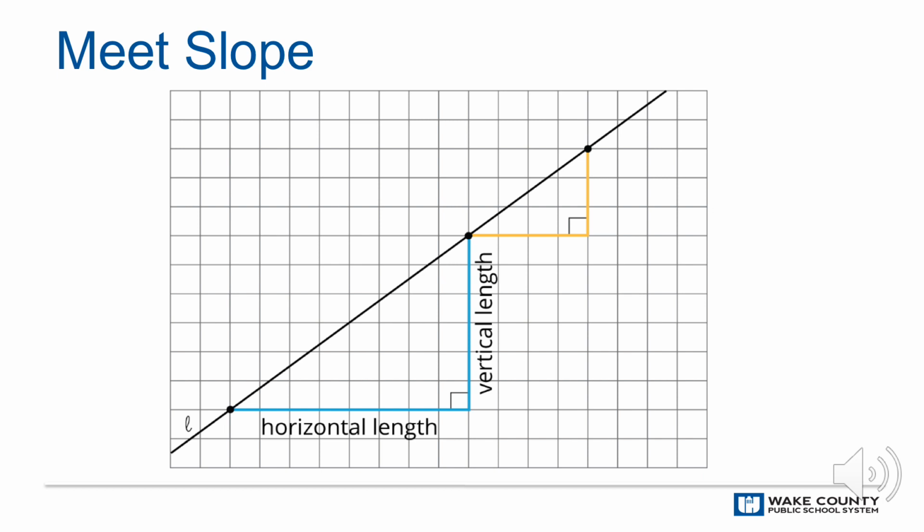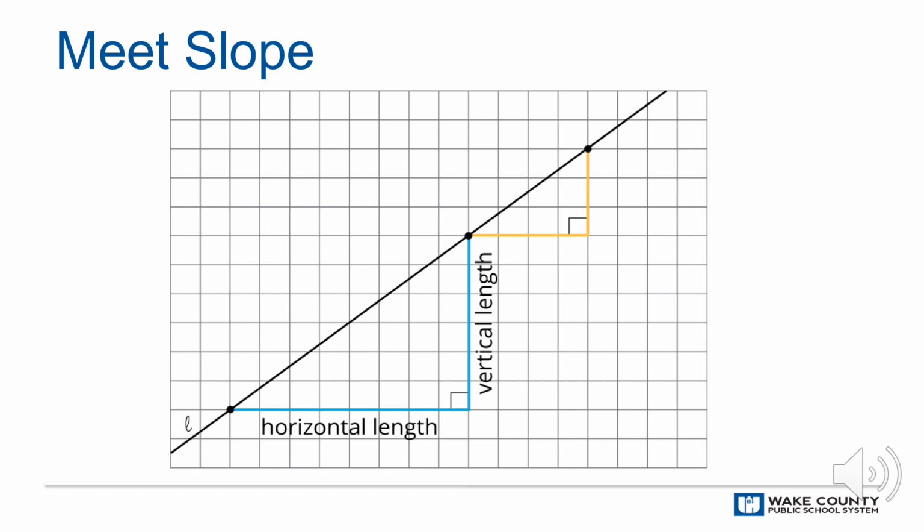Students will use what they have learned about similar triangles to define the slope of a line. A slope triangle for a line is a triangle whose longest side lies on the line and whose other two sides are vertical and horizontal. Here are two slope triangles for the line L.